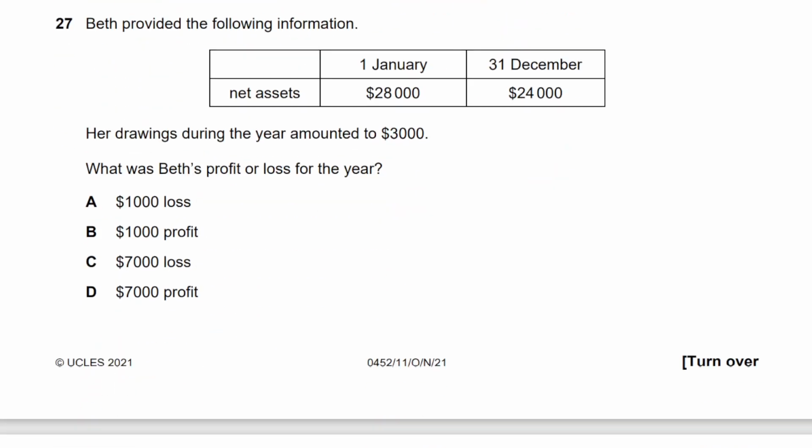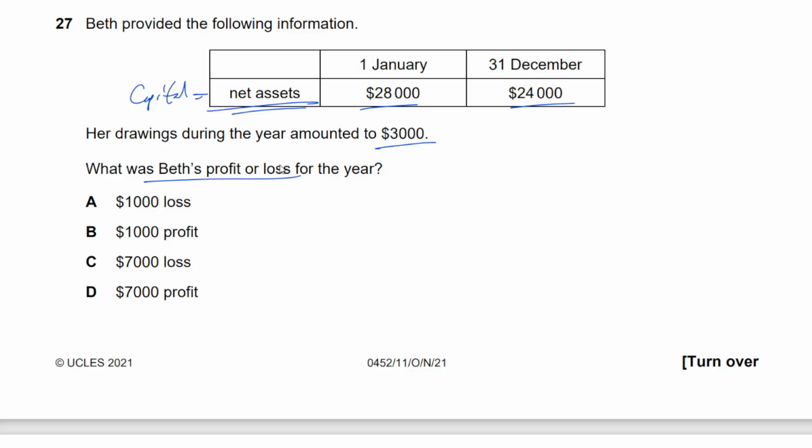Let's move on. Number 27. Beth provided the following information. Net assets. What is the other name for net assets? Do you remember? It is capital. Capital equals net assets. So opening capital, closing capital. Her drawings for the year are given.